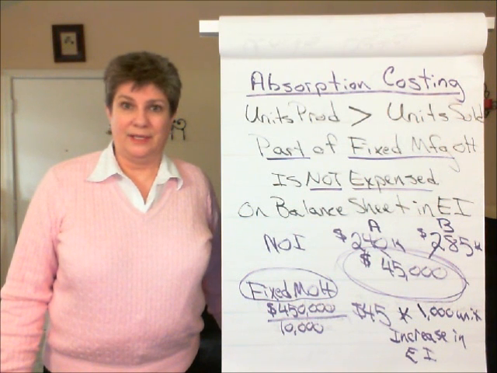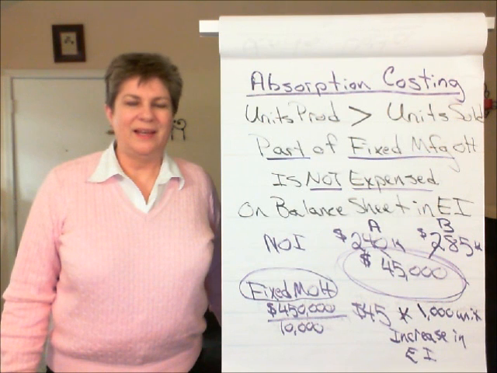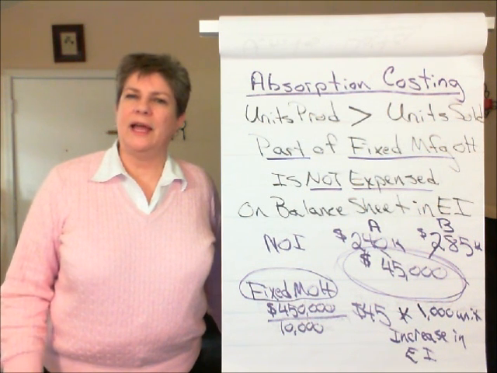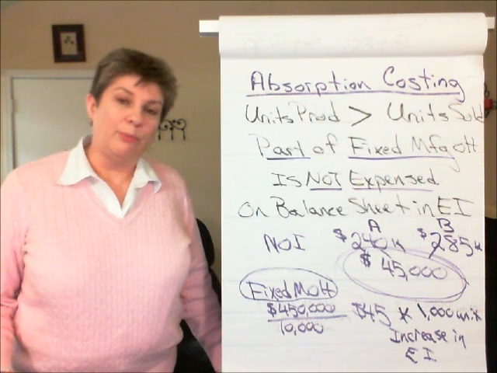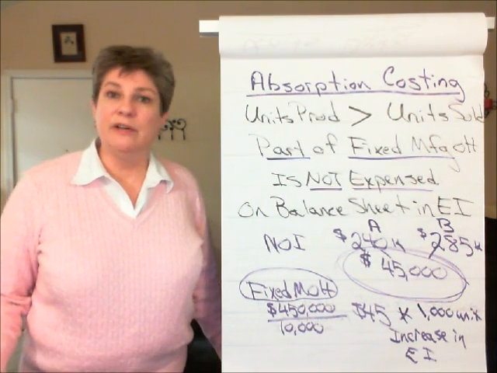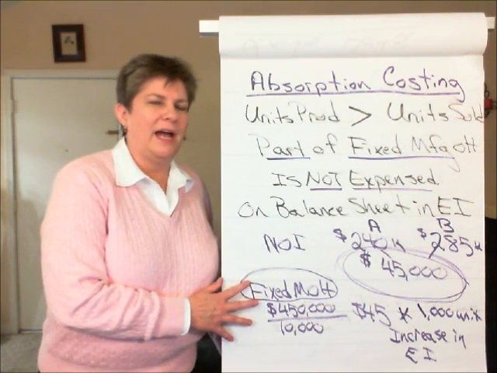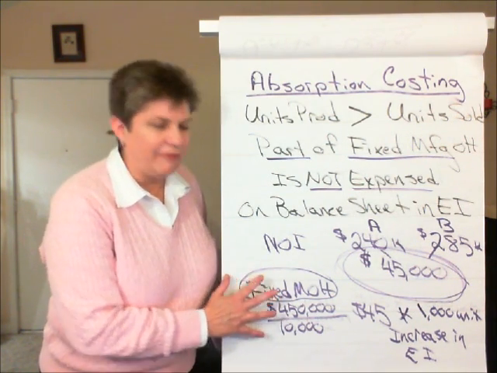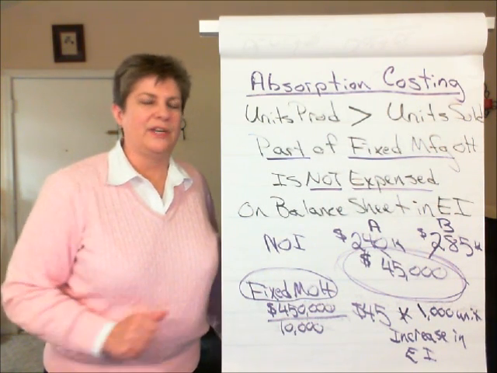Managerial accounting, absorption costing versus variable costing. Now, before we take a look at variable costing and how the income statement prepared under variable costing would differ from what we've seen under absorption costing, let's talk about this $45,000 difference in net income in scenario A and scenario B.